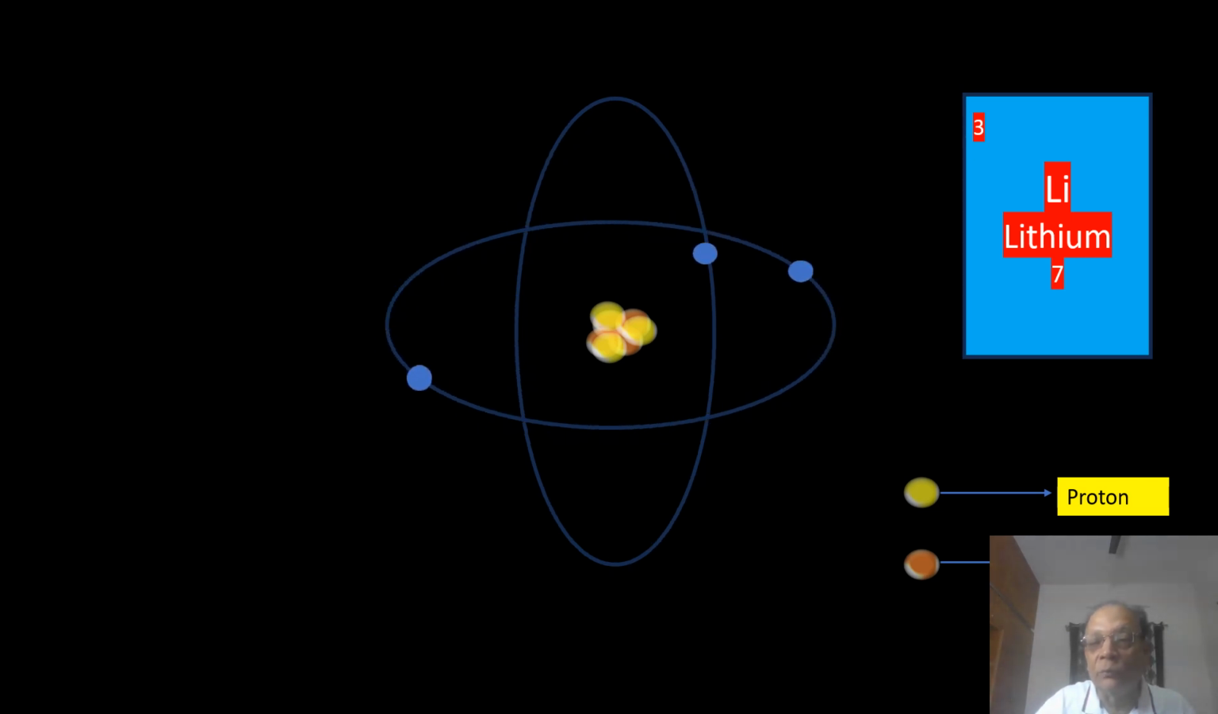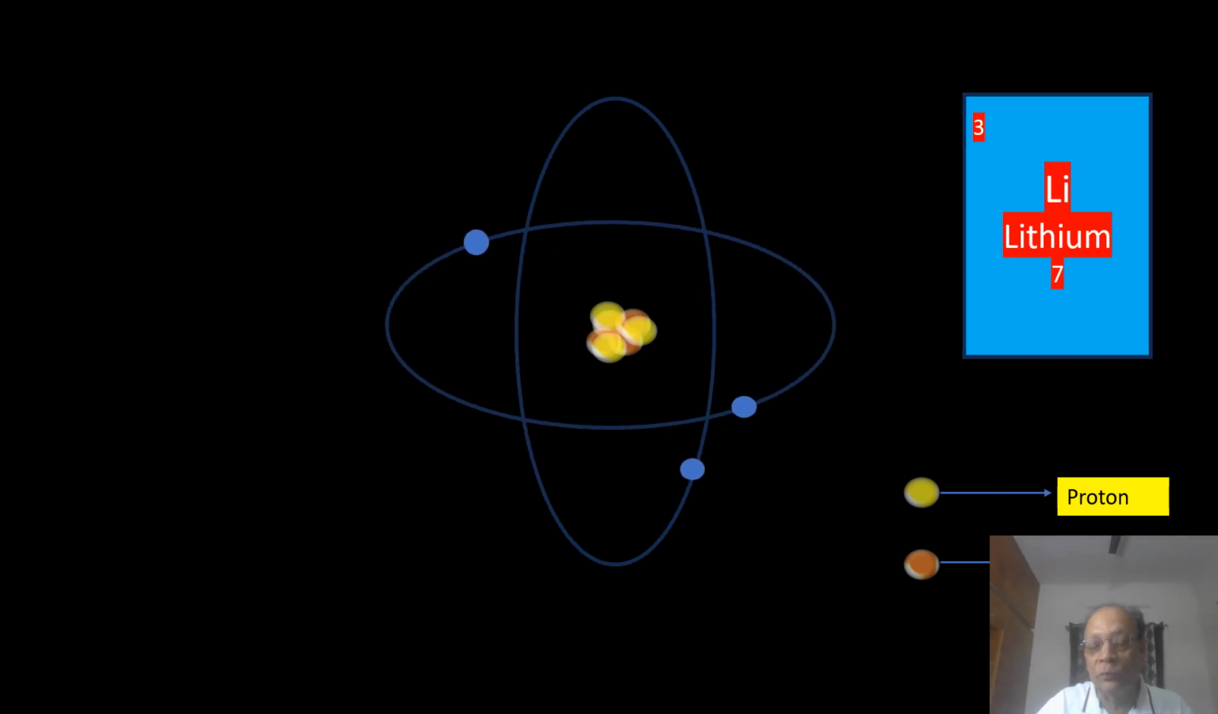This is lithium. Atomic number is 3 and atomic mass is 7. The yellow ones are protons and the brown ones hidden in the background but can be seen very clearly are the neutrons. And we have 2 shells.